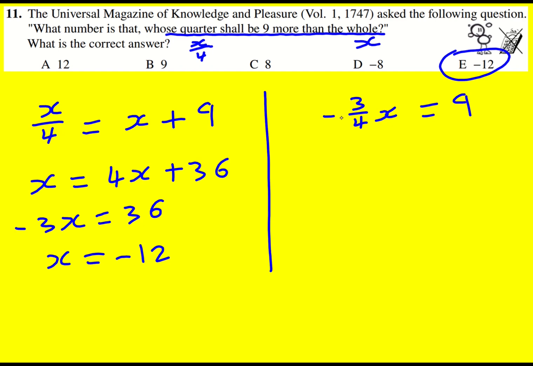And then we can times through by 4 to give minus 3x is equal to 36, and then divide through by minus 3. We'll get the same answer, just a slightly different technique.